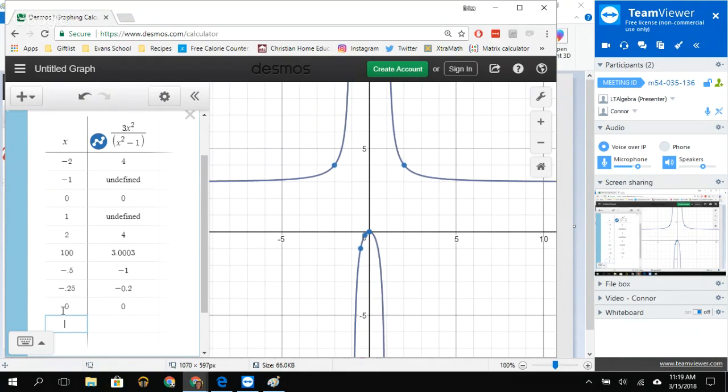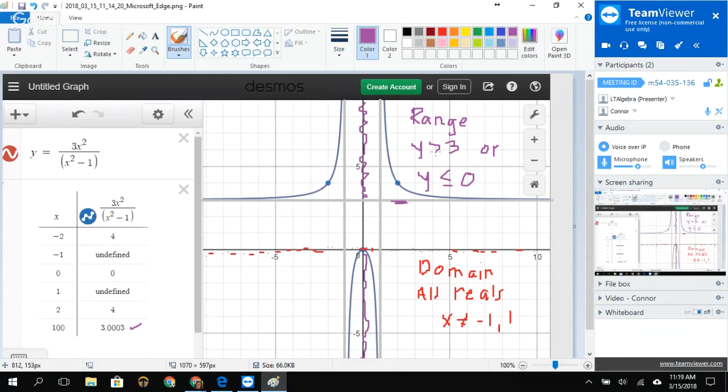Oh, so that's a valid point. When x is 0, that's a valid point, right? What happens when x is +0.1? So you can see it's actually putting these dots on here for you. So all of these are valid, right? They're all valid points, including when x equals 0, y can be equal to 0. So this is true that my range is y is greater than 3 or y is less than or equal to 0.